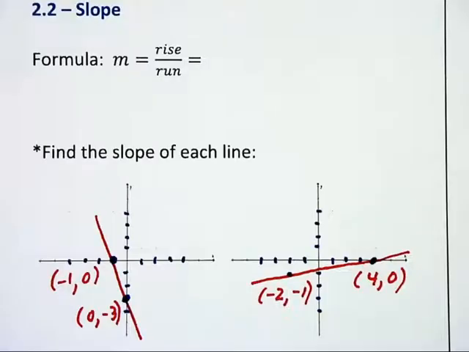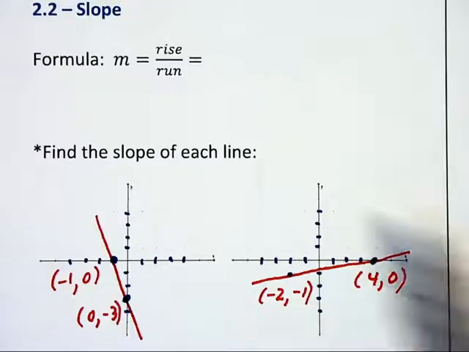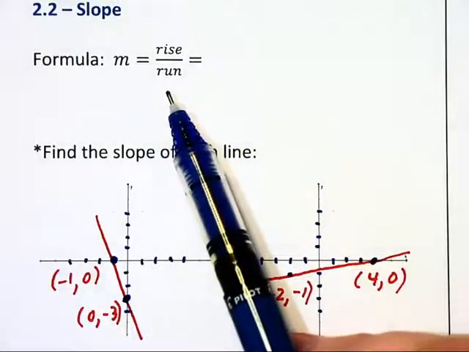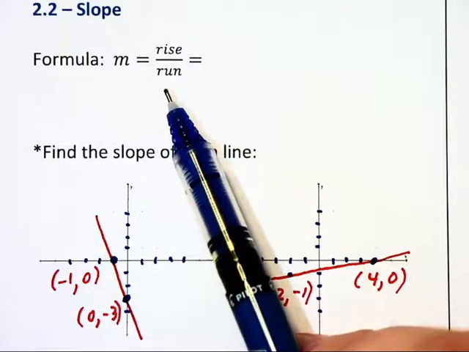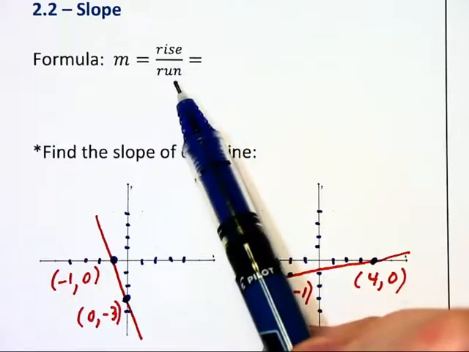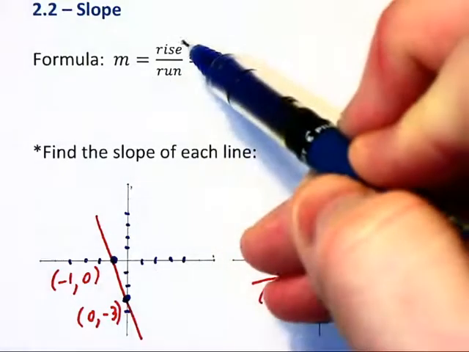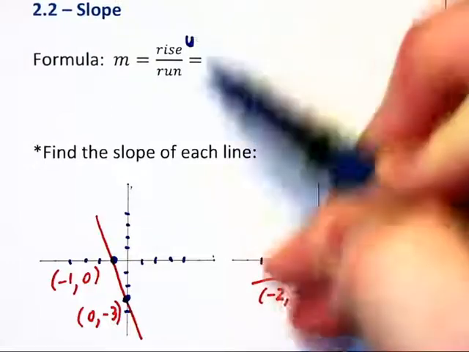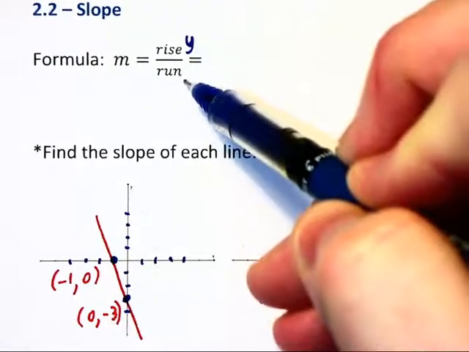In this video, we're going to look at slope, and slope can have several different definitions. When we're looking at a graph or counting the slope out, we call it the rise over the run, where the rise refers to the y values and the run refers to the x values.